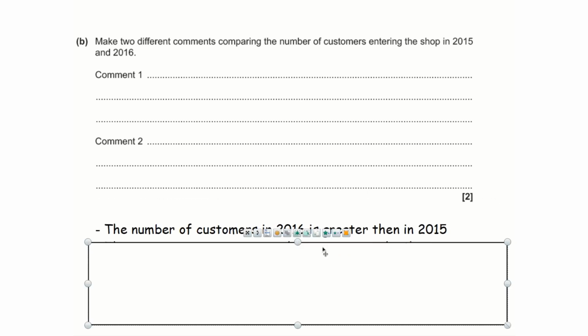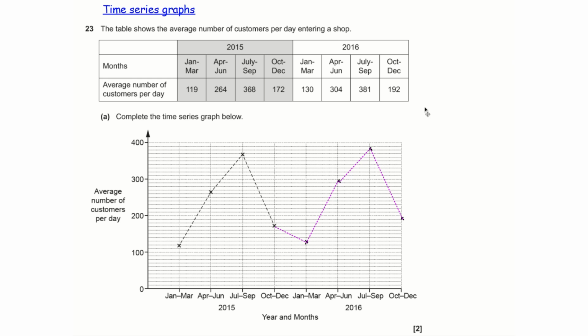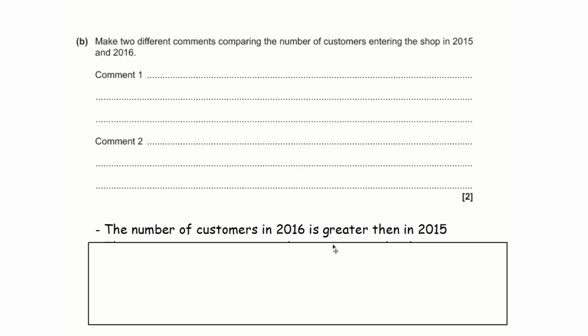So I've said that the number of customers in 2016 is greater than in 2015. If I go back, let's have a look. 119 to 130, 264 to 304, 368 compared to 381, etc. So it's showing that it is always greater. Now have a look at the next one.